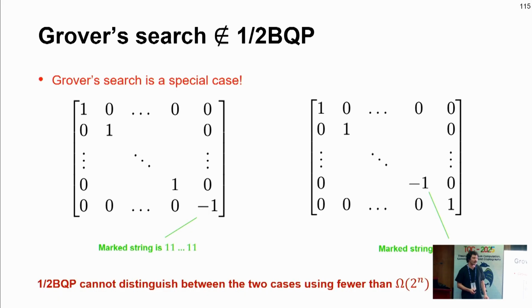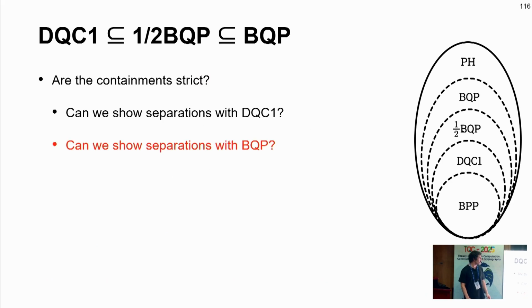Furthermore, Grover's search is a special case of these unitaries which are close in trace distance. So consider my marked item being the last bit string and my marked item being the second to last bit string. It's the same case as before, basically. These two unitaries are exponentially close in trace distance. And as a consequence, half BQP cannot distinguish them using fewer than omega of 2 to the n queries. So this thing that seems actually somewhat powerful after showing it can do factoring and correlation, et cetera, cannot obtain Grover search speedup, which I think is kind of interesting.